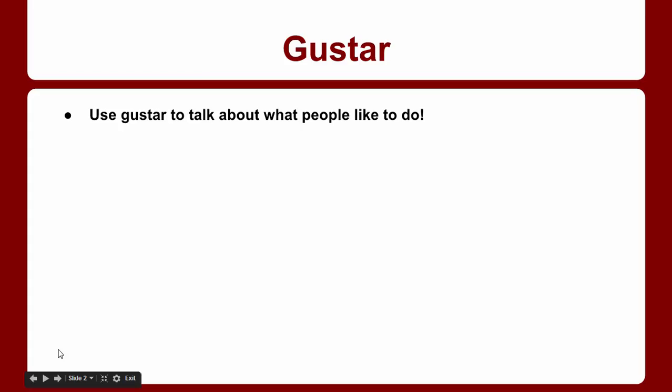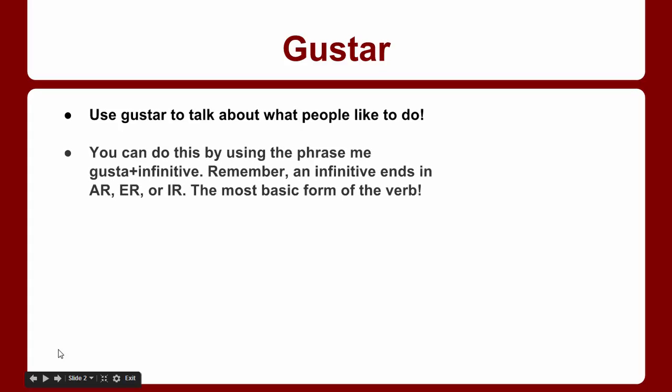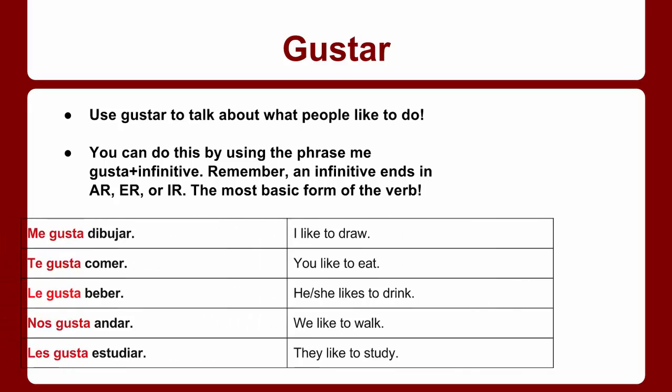We use the verb gustar to talk about what people like to do. We can use it by using the phrase me gusta, te gusta, le gusta, nos gusta, les gusta, plus the verb infinitive. Remember, an infinitive ends with AR, ER, or IR, the most basic form of the verb. If you need some ideas on verb infinitives, look on page 51. You'll find verbs like beber, to drink, comer, to eat, dibujar, to draw, or escuchar música, to listen to music.